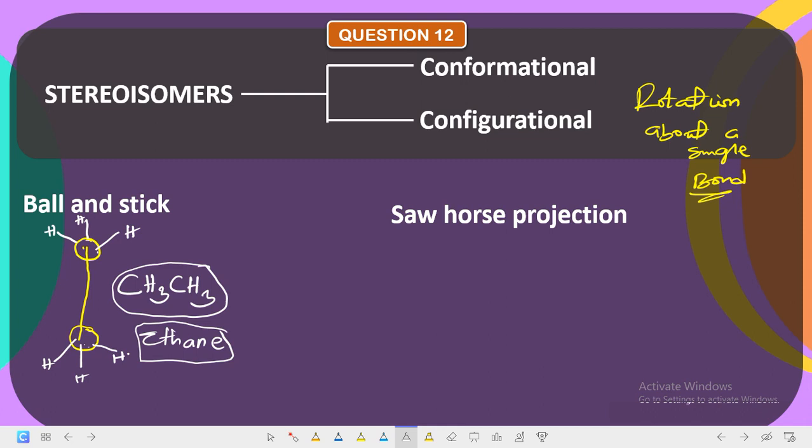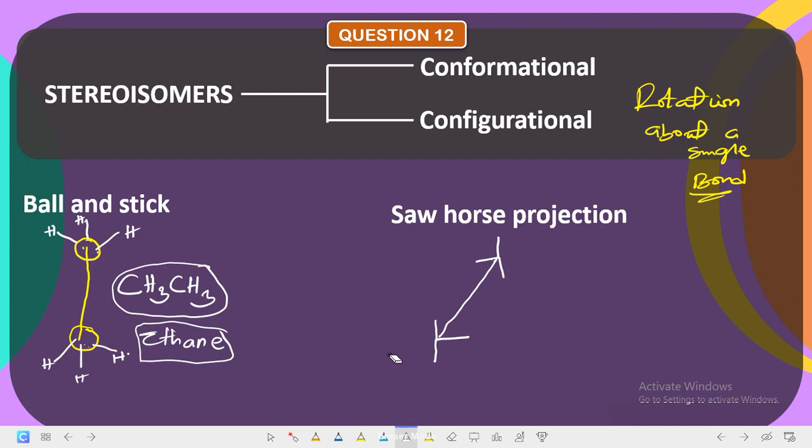Okay. Now we have what is called the sawhorse projection. The sawhorse is more like the ball and stick too, but it's quite different. Let me make it easier. I just want to show us one, whether it is staggered or not staggered. When we talk about the other ones, you will understand when we say something is staggered and when it is not staggered. Now you have something like this.